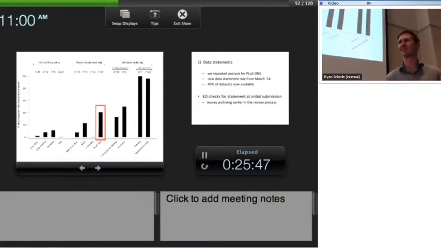Yeah. Time for one more thing from David, maybe a quick one. Does "data are available upon request" count as a data statement? And if not, how do you spell that out to your authors? That does not count as a data statement.